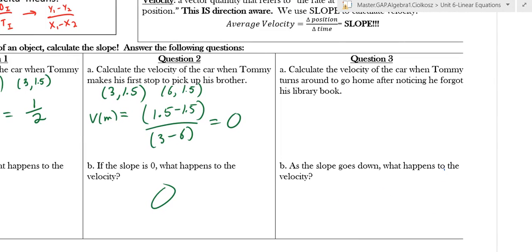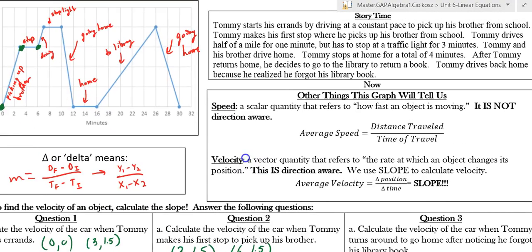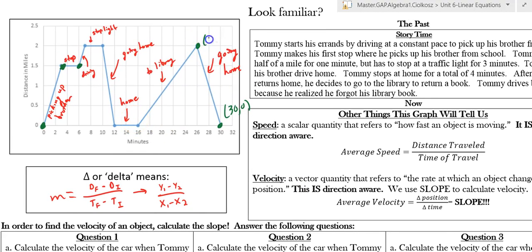And he turns around to go back home after he forgot his book. Well, that's the last part of our graph here. So these would be the points (30, 0) and (26, 2).